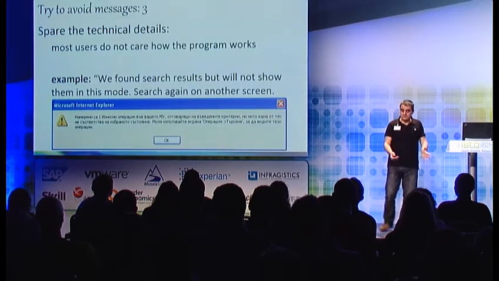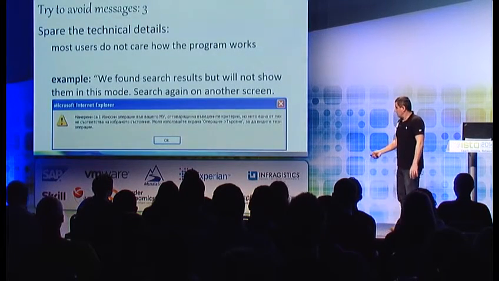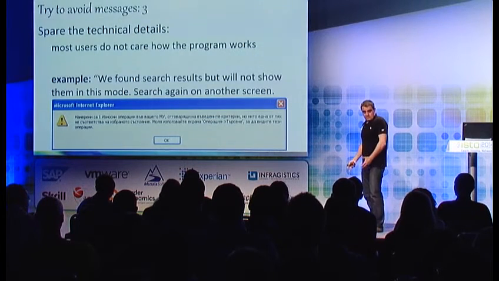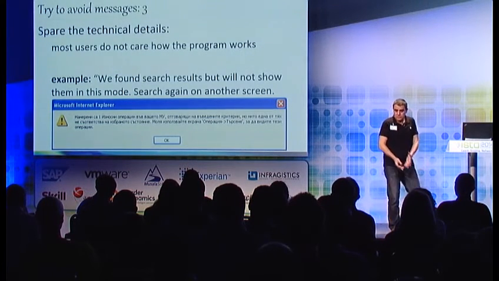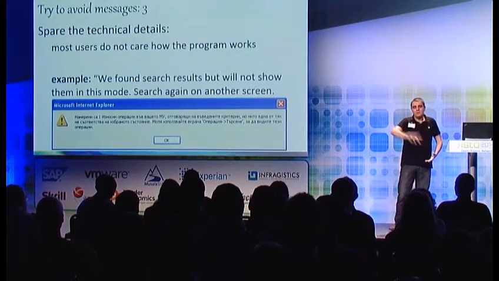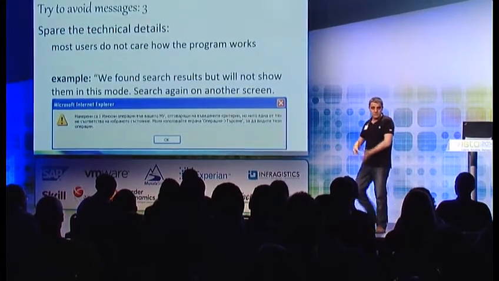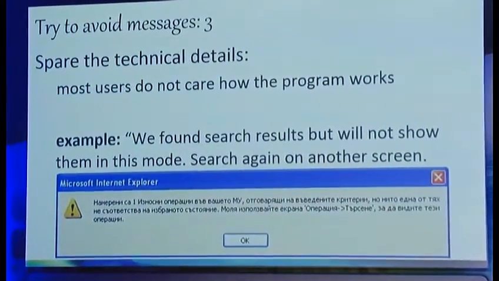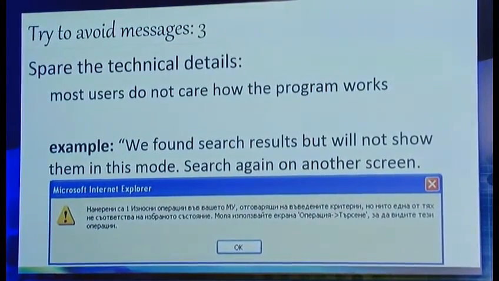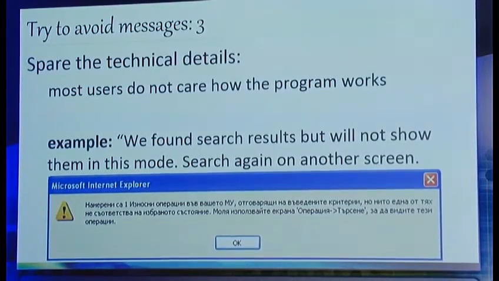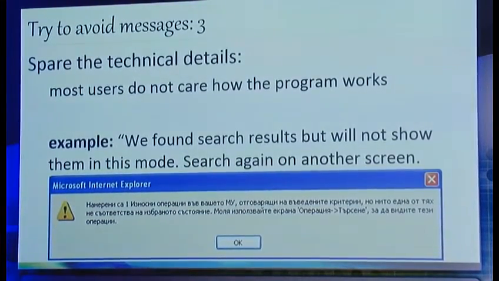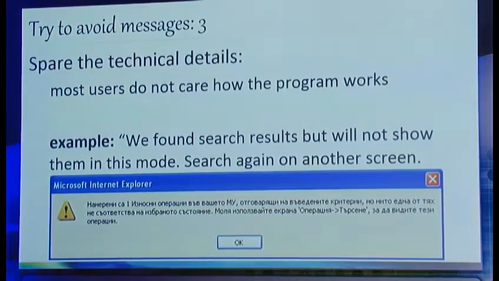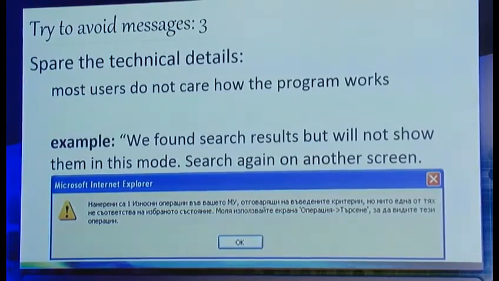Here's an example. It says, well, we found search results, but we will not show them here because you're in a special mode. Go someplace else and perform the same search to see the results. This is telling me how the program works. This is telling me that we have two modes or two modules, and in this module something happens, and in this one something else happens. I don't care as a user. I'm searching for something, show it to me.